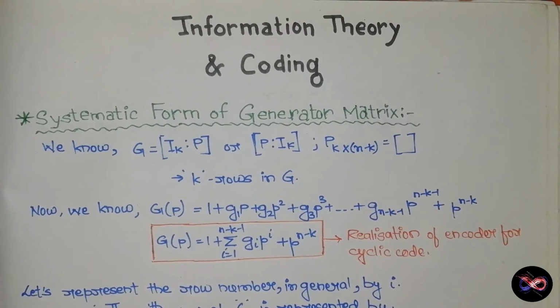In the previous lecture we ended up with the matrix representation of the generator matrix and the parity check matrix, and after that we discussed the Golay code.